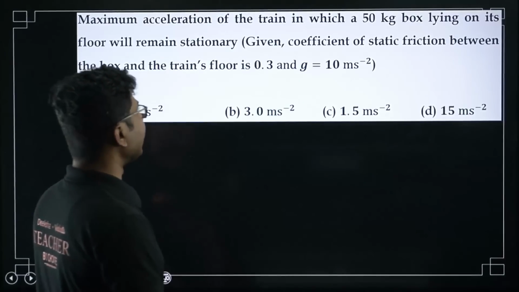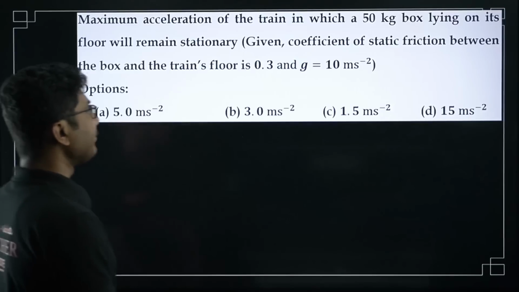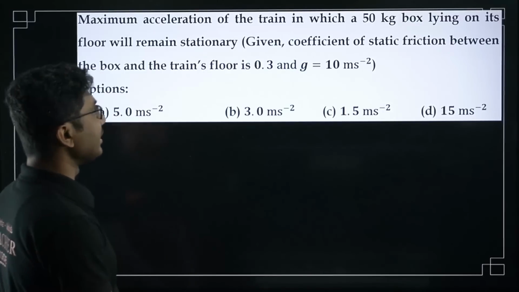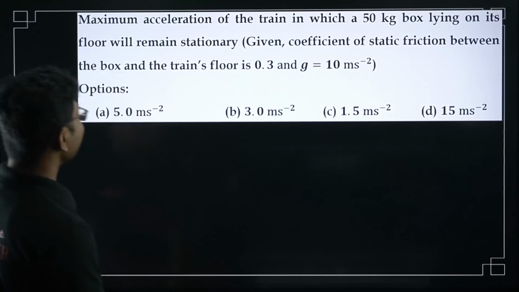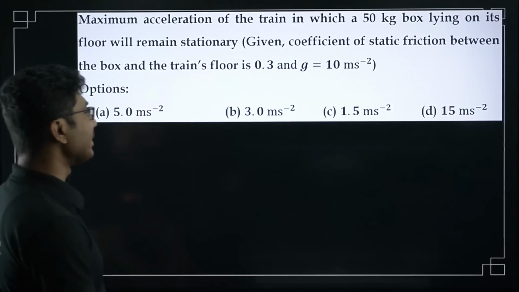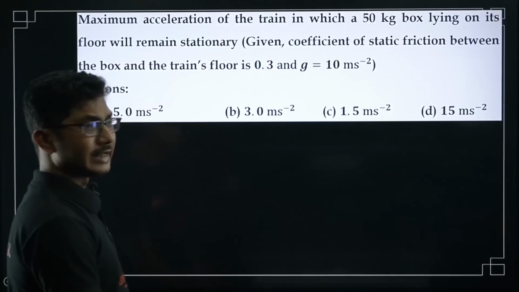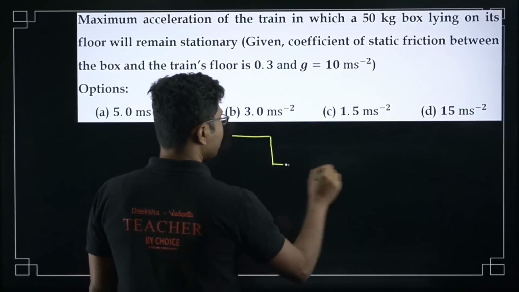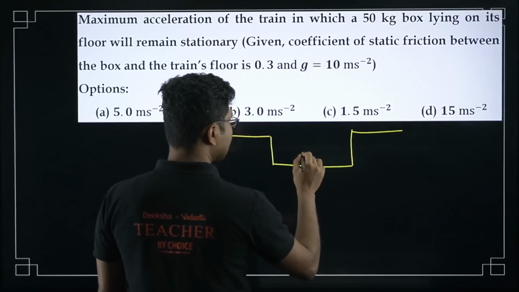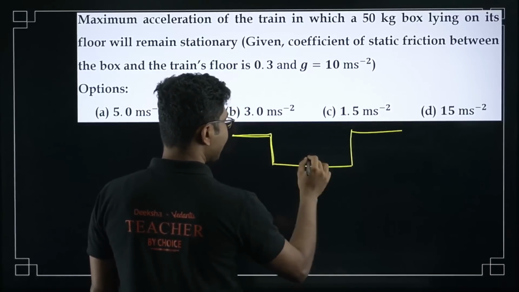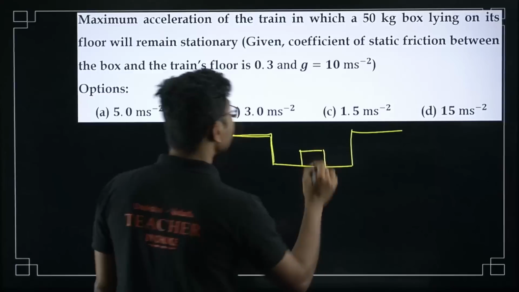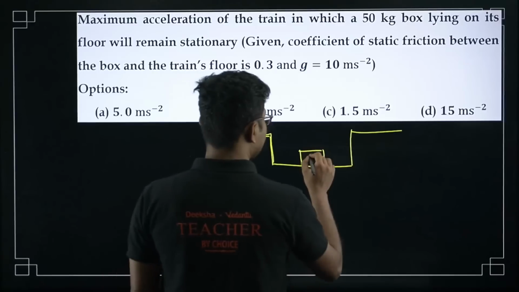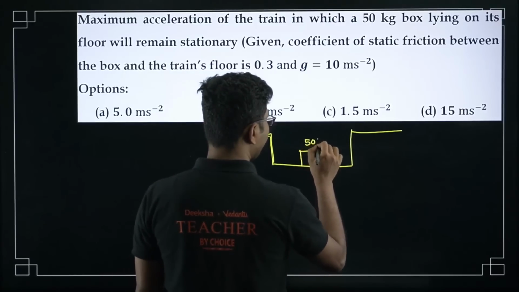Now next question. Maximum acceleration of the train in which a 50 kg box lying on its floor will remain stationary, given the coefficient of static friction between the box and the train's floor is 0.3 and g is 10 meter per second squared. So we have a train, okay, so this is a train and this is a goods compartment where we have kept one box of mass 50 kg. So this is a 50 kg box.